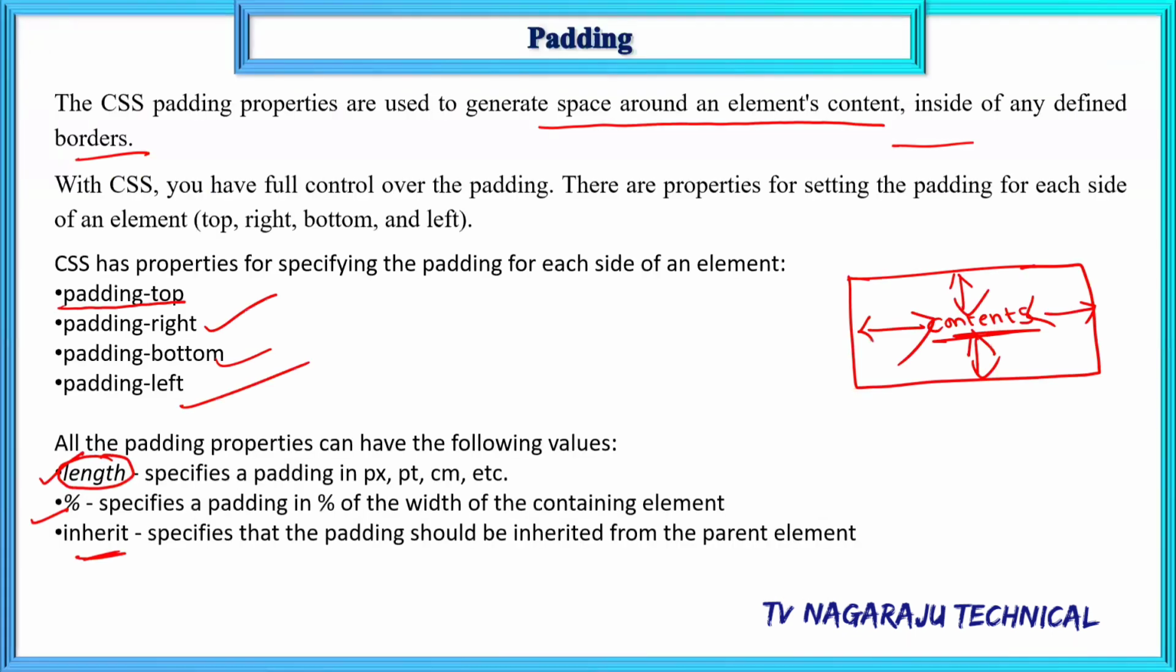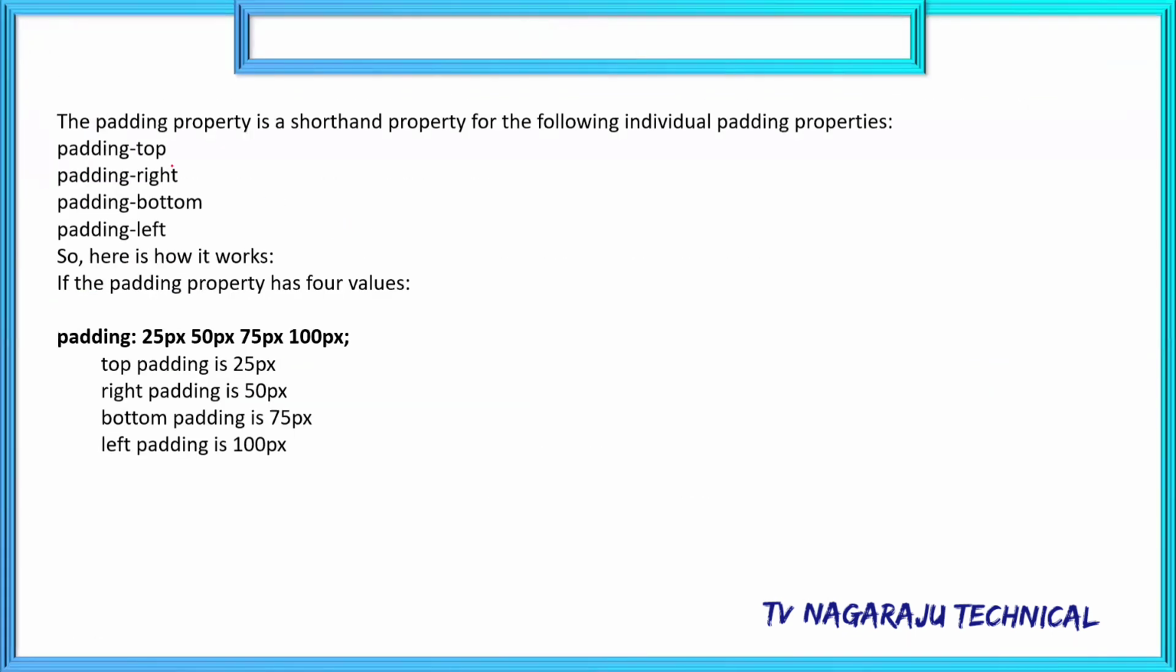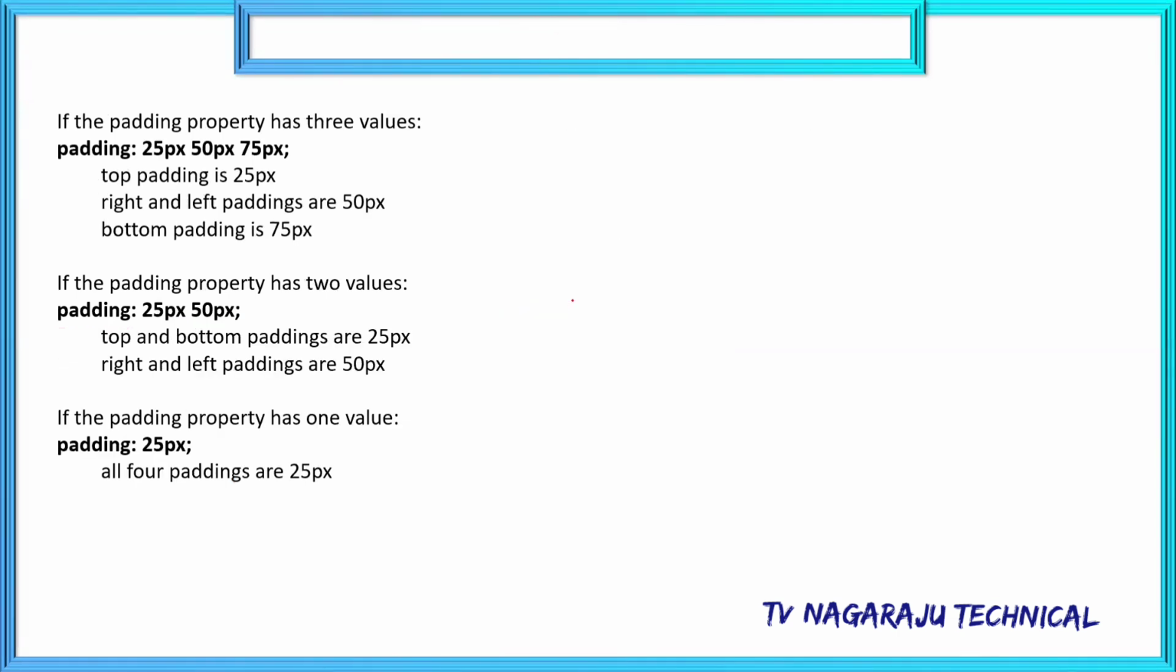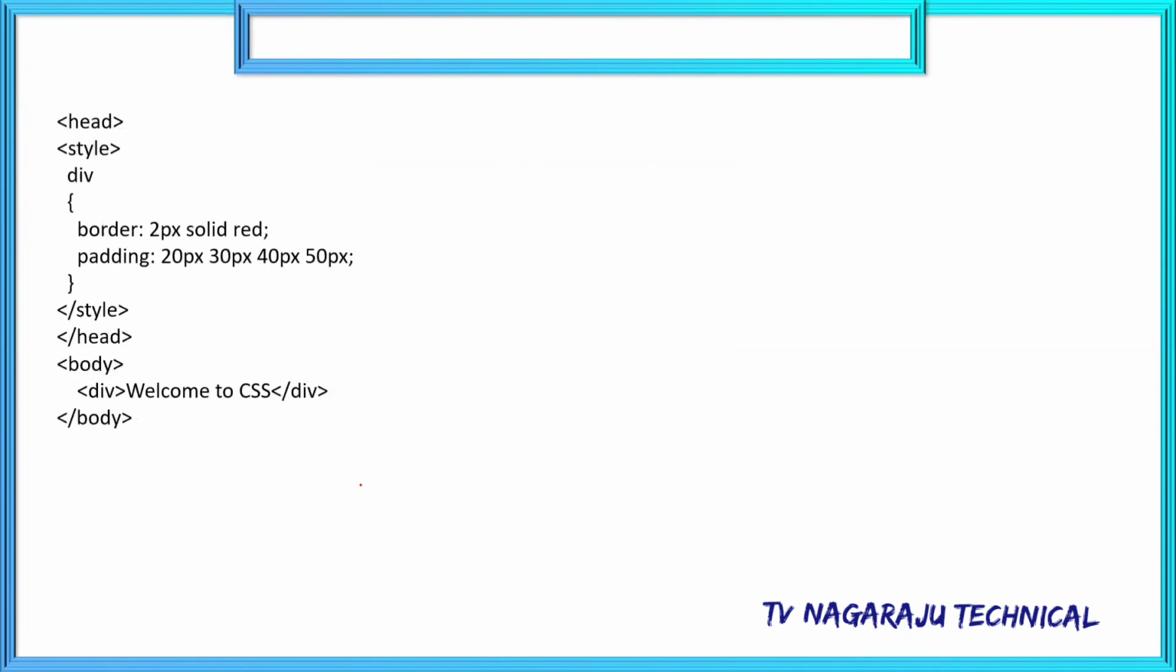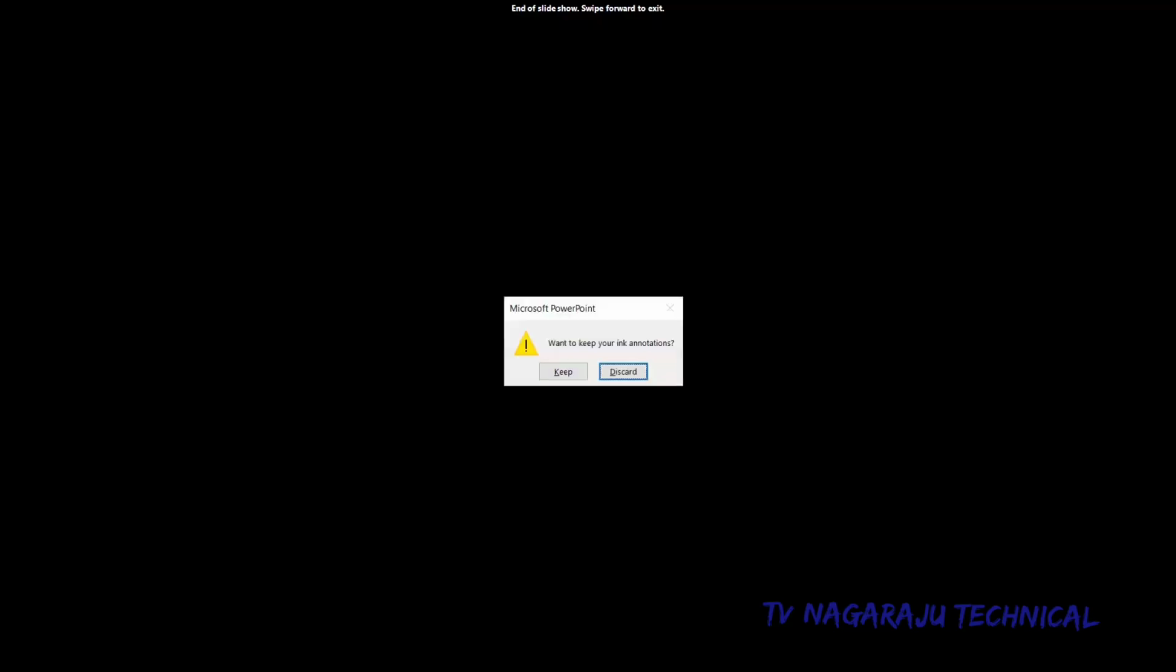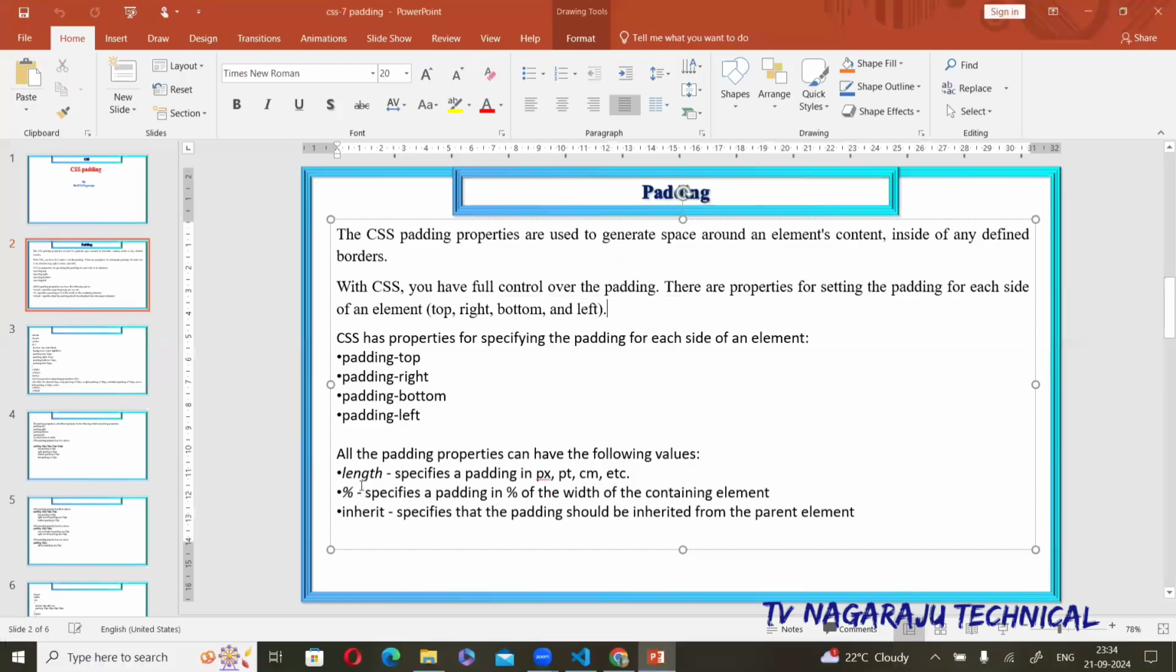Now observe, you can write any of the padding properties or else the shorthand notation with four values: top, right, bottom, and then left. So this is top, bottom, and this is left and right. Top and bottom, left and right. A single value means all four sides of padding you can provide. Okay, clear? Now this is the concept of padding.